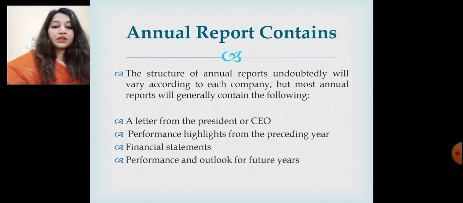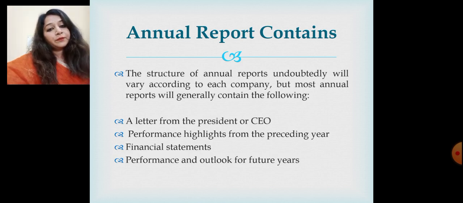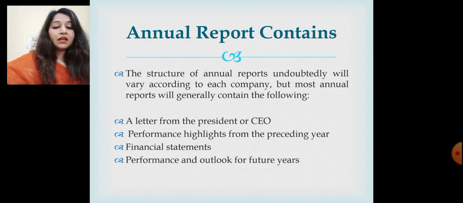Next, the structure of annual report undoubtedly will vary according to each company, but most annual report will generally contain the following: a letter from the president or CEO, performance highlight from preceding year, financial statement, and performance and outlook for future year. These basically annual report contain these.